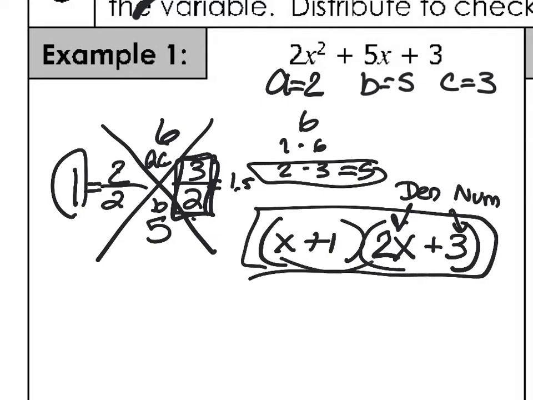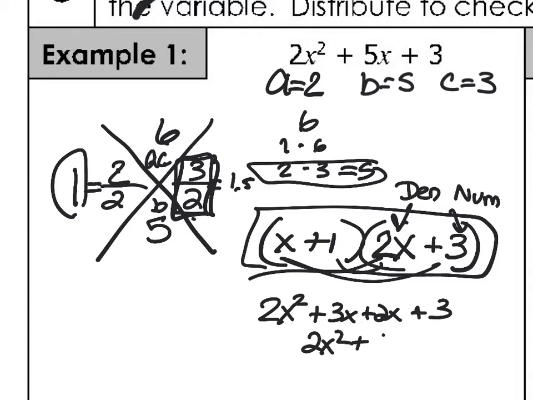And you can check it. That'd be 2x squared. And then that would be 3x. This would be 2x. And this would be 3. So it's 2x squared plus 5x plus 3. And that was our problem.